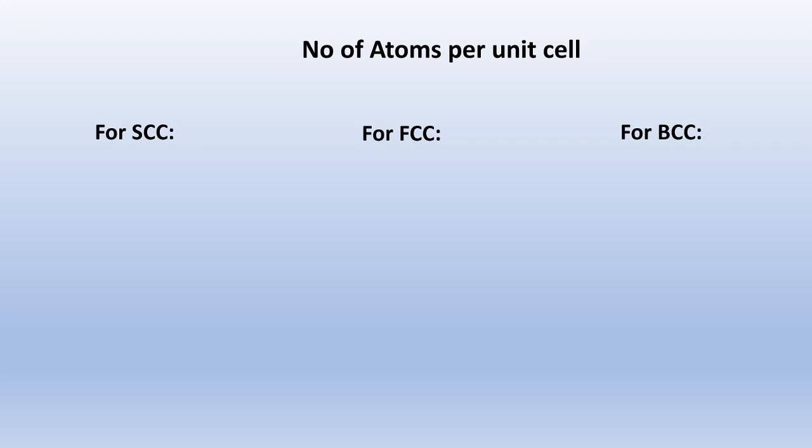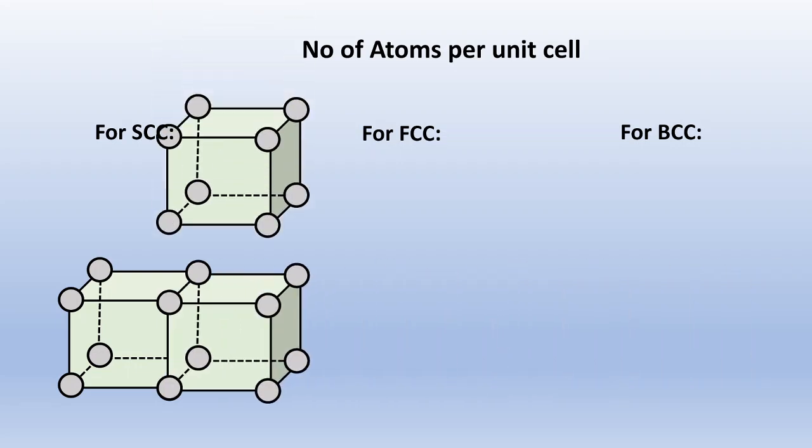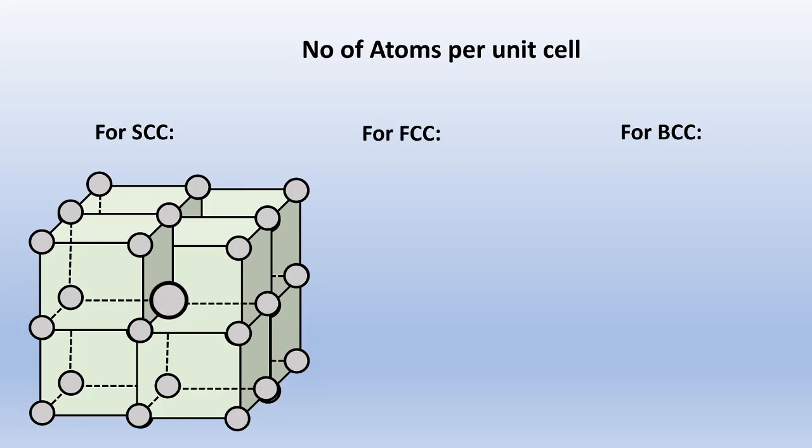The next thing we will study is how many atoms are present per unit cell for each of these types. So now first we will start with SCC. Let's suppose that a SCC crystal is made up of many unit cells. Let's suppose there are 8 unit cells present in a crystal. And if we look at a particular atom present at a corner, say this atom, we can see that this atom is being shared by 8 unit cells.